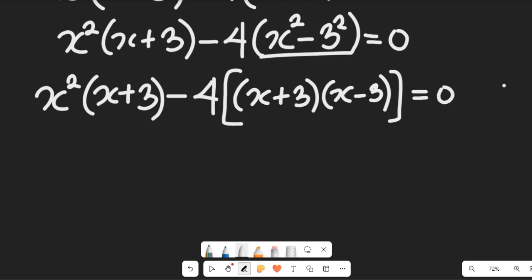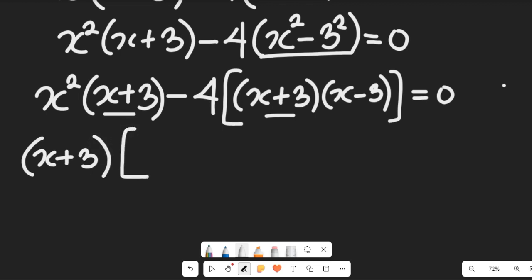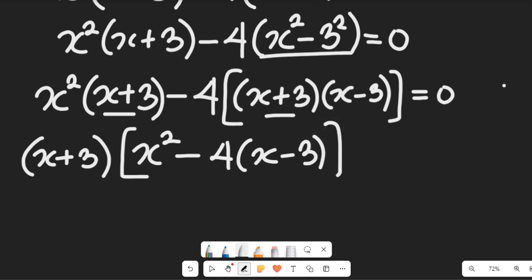Great. Now do you see that I have x plus 3 and x plus 3? I'll factor out x plus 3. If I have x plus 3 come out, all those expressions are going to give me x squared, this divided by x plus 3, I'll have my x squared minus all these divided by x plus 3, I'll have my 4 multiplied by x minus 3, and all these will be equal to 0.